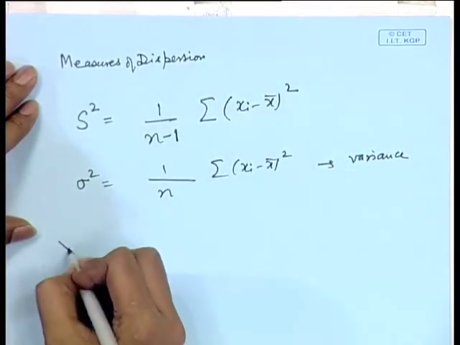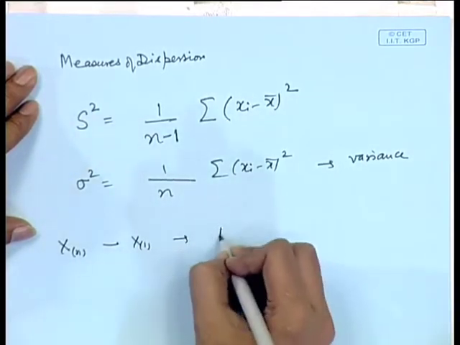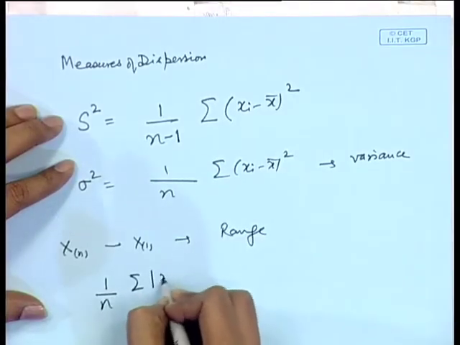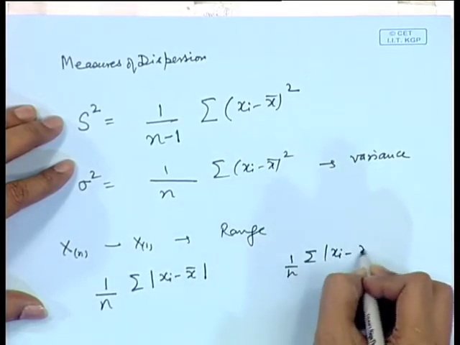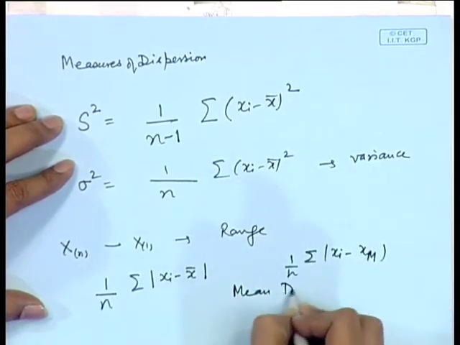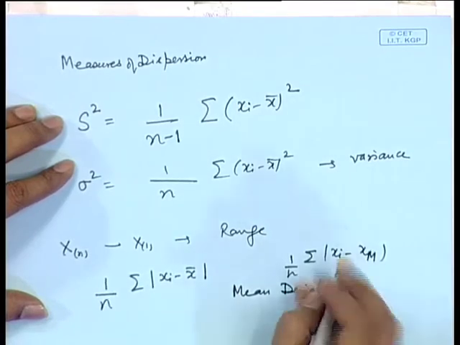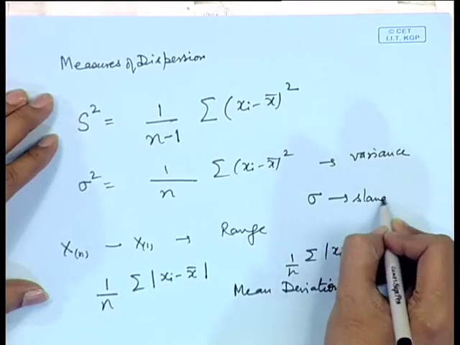Another measure is that if I consider the difference between the largest value and the smallest value, that is called the range, that is the maximum minus the minimum. We may also look at mean deviation, that is 1 by n sigma absolute value of x I minus x bar, or 1 by n sigma absolute value of x I minus x m, where x m is the median. So, these are called mean deviations. All of these give information about the variability in the data. When we take sigma, that is the square root of the variance, this is known as the standard deviation.